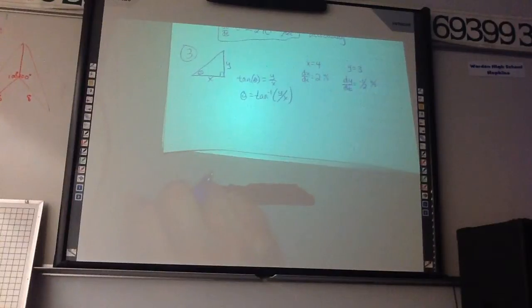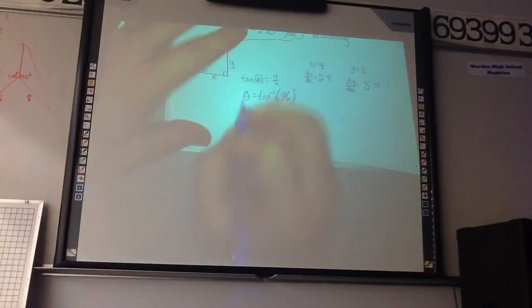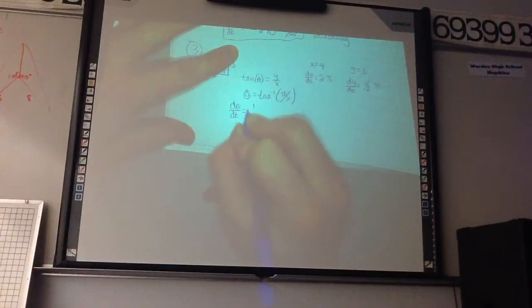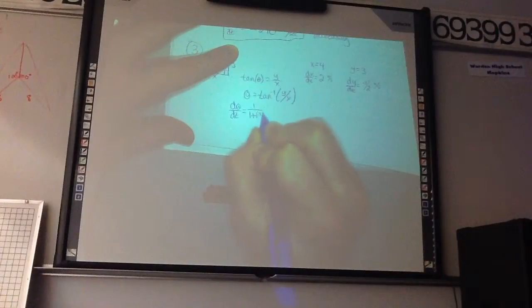Now the fun part. The derivative of the inverse of tangent is 1 over 1 plus x squared. So we do the derivative of both sides. d theta/dt equals 1 over 1 plus the thing in the parentheses, y over x, squared.